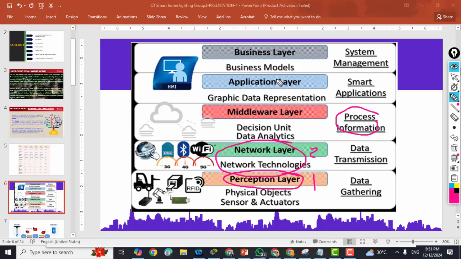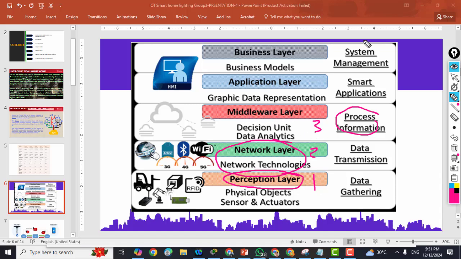So let's talk about the processing layer. As we mentioned here, it has the decision unit and data analytics. This layer provides the user interface and the applications that utilize the processed data to deliver meaningful information. It also includes application software, dashboards, and tools to help the user interact with the IoT system. This is number 3, the processing layer or middleware layer.